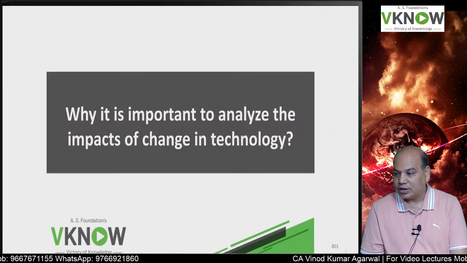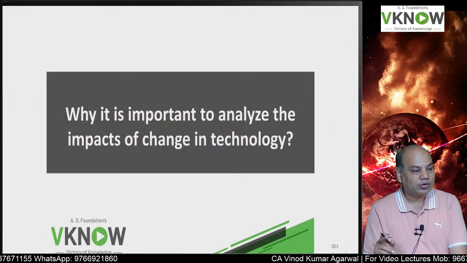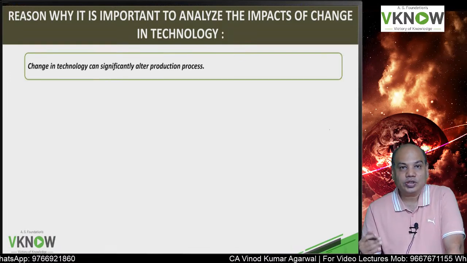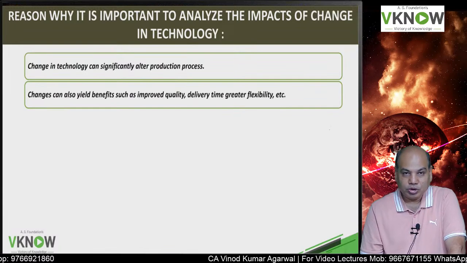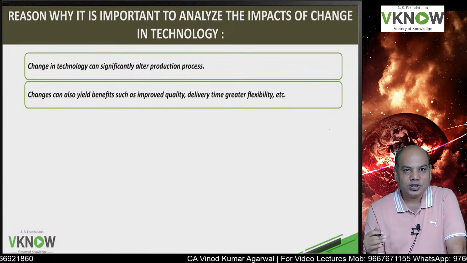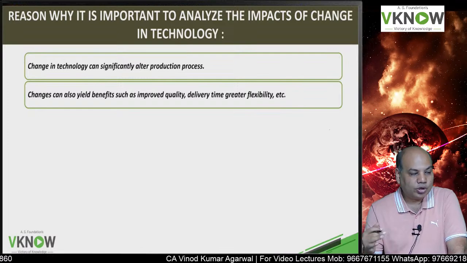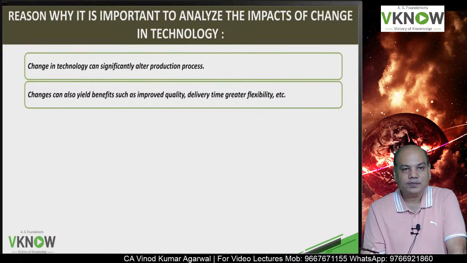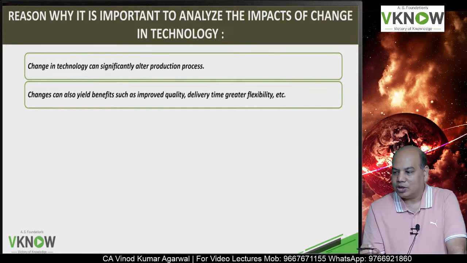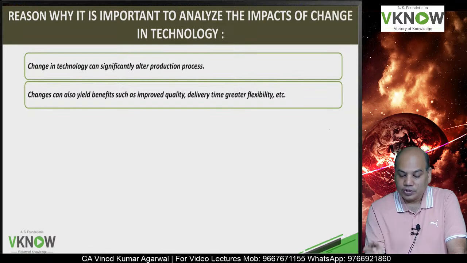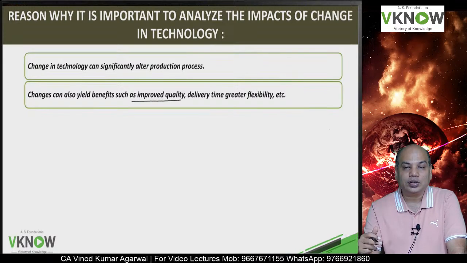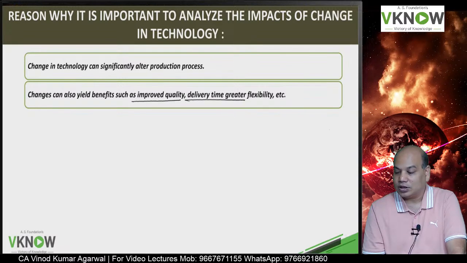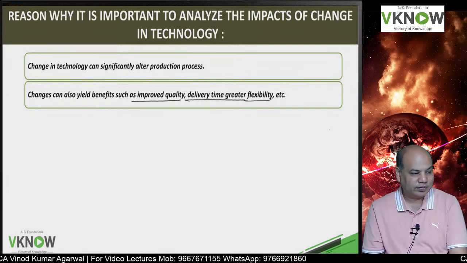So the question is, why it is important to analyze the impact of change in technology? The answer is that change in technology can affect the production process because of use of artificial intelligence, use of robotics. Now the production process can be reduced; if suppose it was taking 10 days, it might be reduced to 1 day only. Use of technology can improve the quality, it will increase the accuracy, precision, okay, it will increase the delivery time faster, it will make more flexibility.